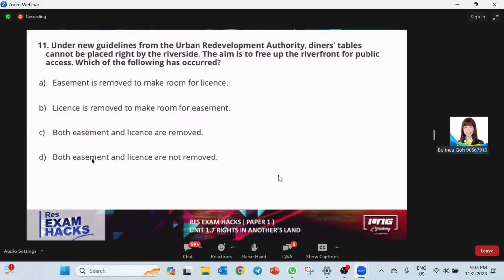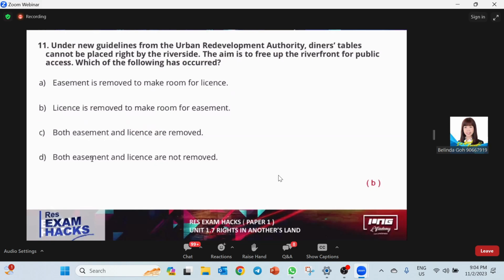A, easement is removed to make room for license. B, license is removed to make room for easement. C, both easement and license are removed. D, both easement and license are not removed. What is the answer? Yeah, I can see B, B, B. I got C, A, C, D. Okay, so which is the answer after going through so many easement questions already? Okay, the answer is B. License is removed to make room for easement.